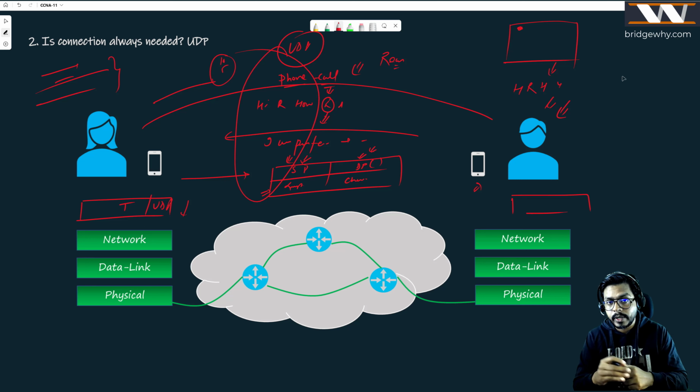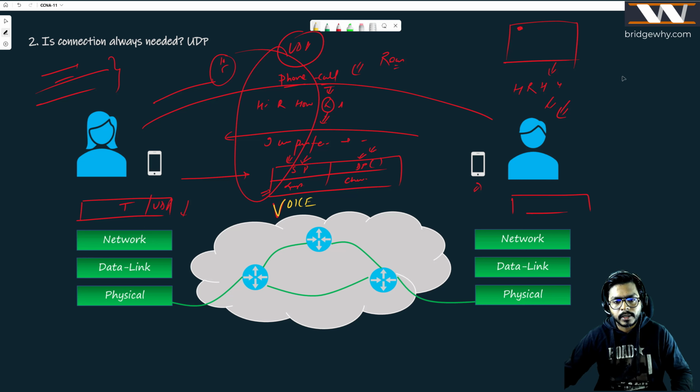So I'm literally talking about voice. So what am I sending? I am sending voice over what? IP. Yeah, this is an IP network. And I'm sending voice over it. You must have heard about it. Voice over IP.